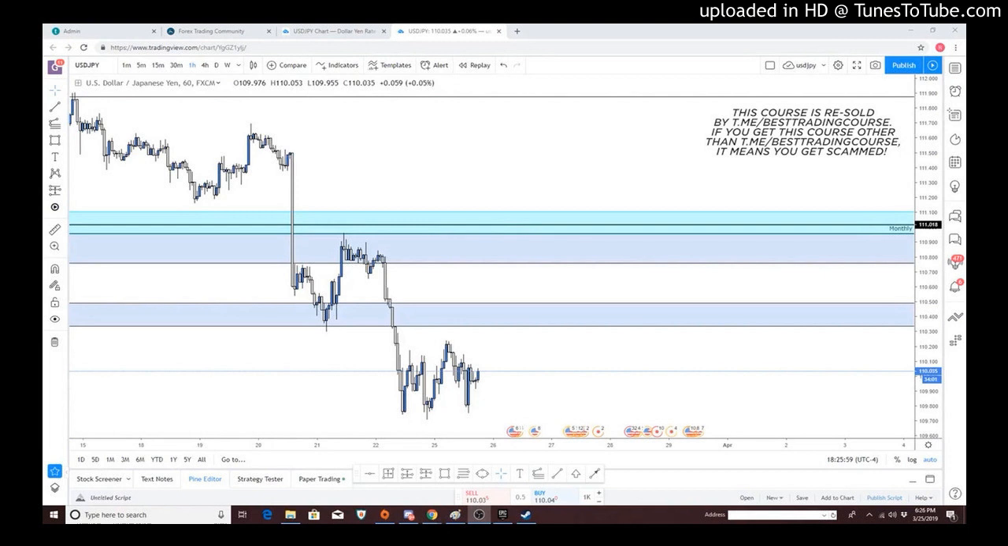Because again, you want to see if buyers or sellers will maintain that level. In this case, sellers maintain this level. So whenever a level of support is broken, you want to see if sellers will maintain that level as a level of resistance. Whenever resistance is broken, you want to see if buyers will bring it back down to see if that level will maintain as a level of support.